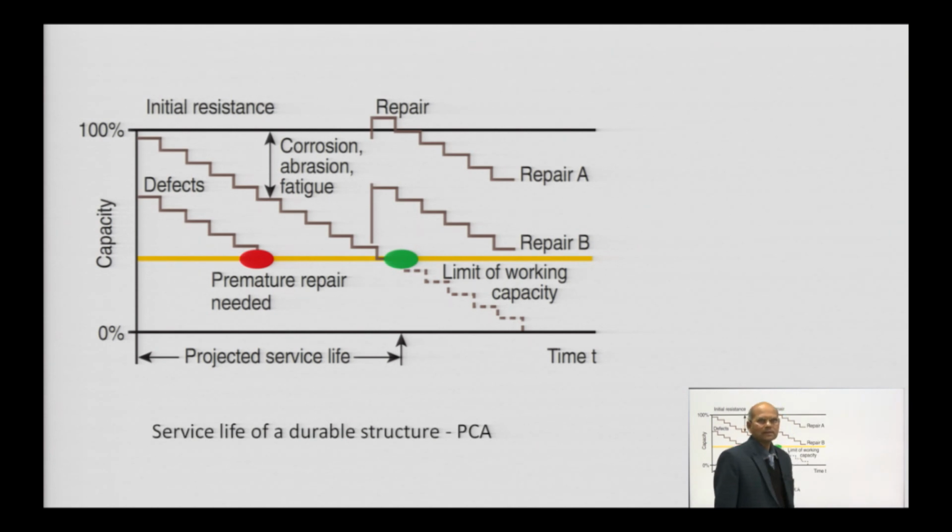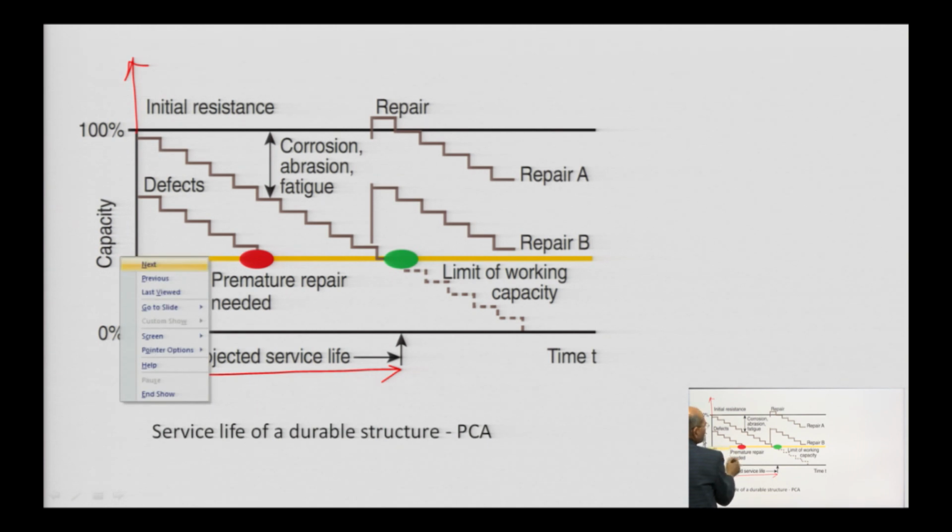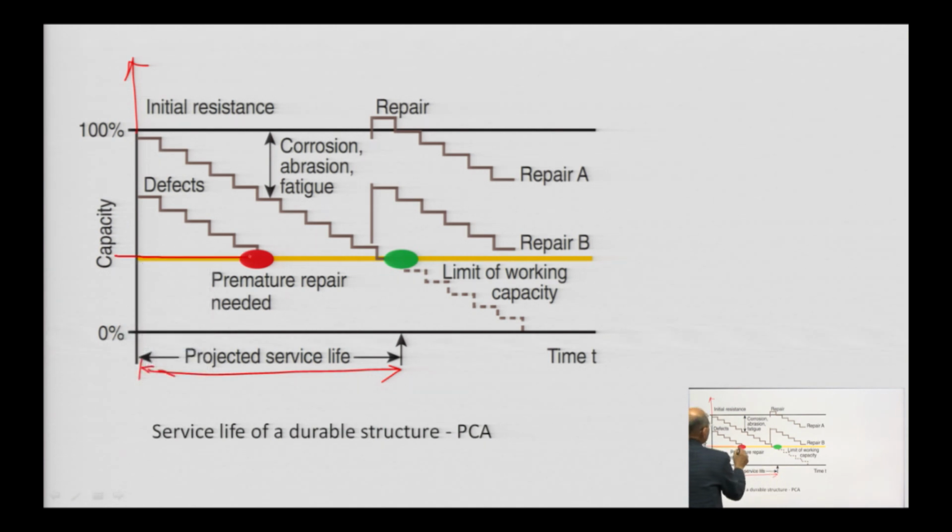If you see this diagram, I have discussed here the service life of a durable structure. In this particular graph, this is the service life, this is the design life of the structure. Say I have designed a concrete structure for 70 years, say for a building. This is the capacity, and this is the minimum working capacity of the structure. After that our structure will not be fit for service, and we raise this capacity up to here. Initially we have 100% capacity here.